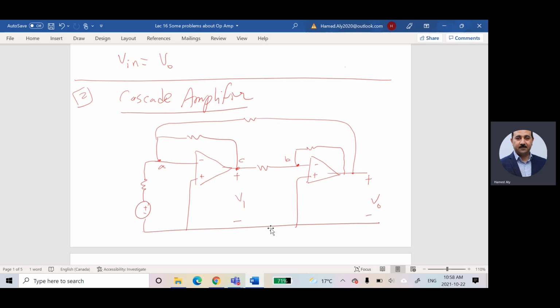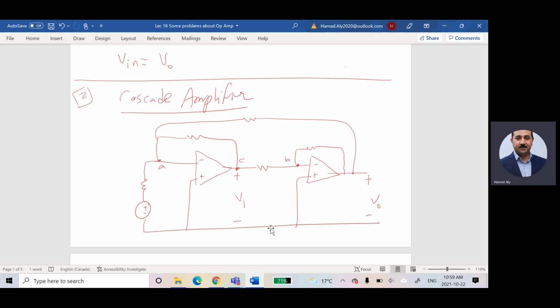So if I got something like that in my final exam or my midterm, how do I solve such a problem? Solve it like what we did before. Let us deal with this as a problem. Let me put some values and ask you to calculate the output.